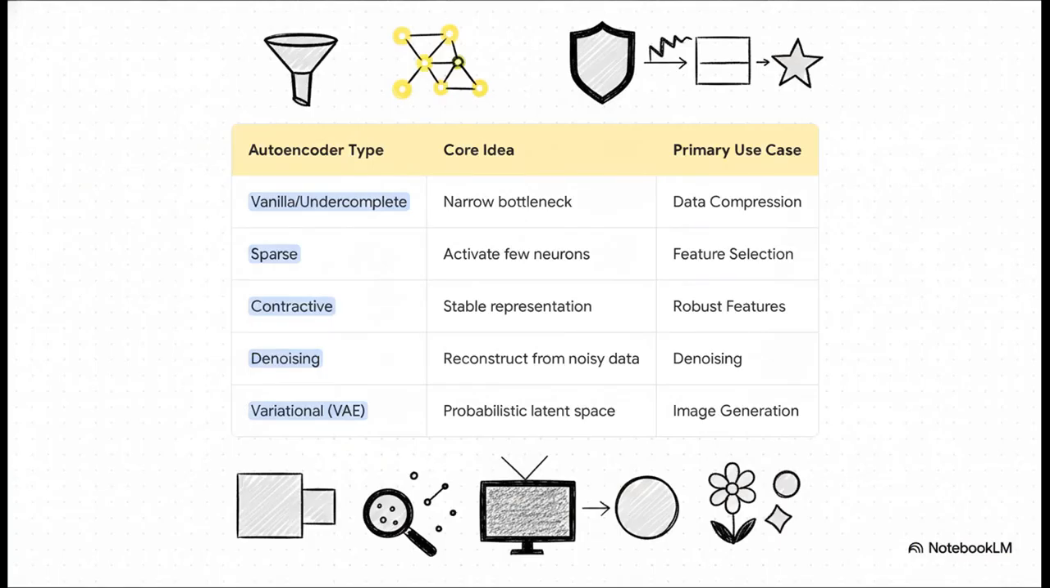If you need simple data compression, you grab the vanilla autoencoder. If you need to find the most important features in a huge data set, the sparse one is your friend. Want something really robust that isn't fooled by noise? Go contractive. Need to literally clean up messy data? That's a job for the denoising model. And if you want to get creative and generate brand new things, you'll want the variational autoencoder. It really is all about picking the right tool for your specific problem.